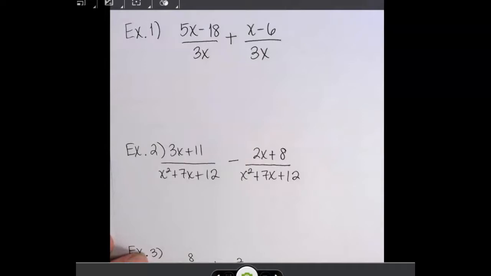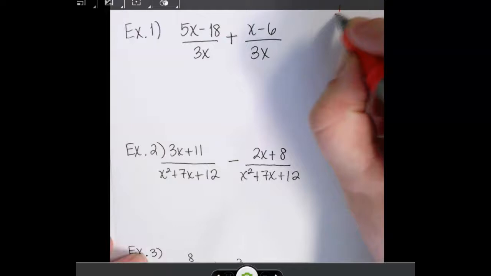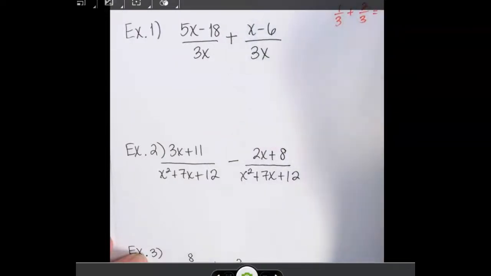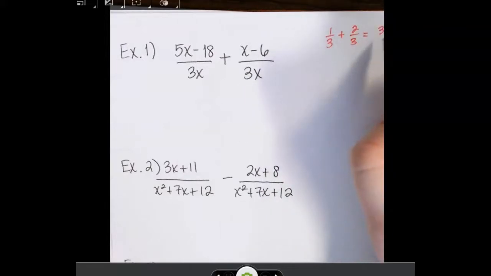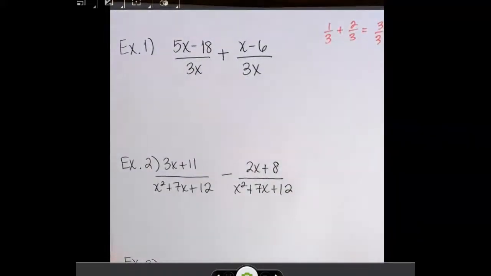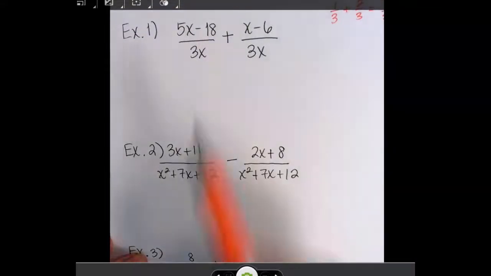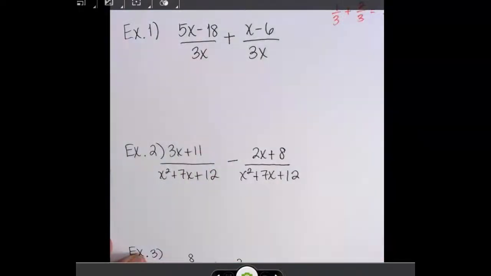All right, so remember, with adding and subtracting just fractions in general, traditional fractions, if I were going to add 1/3 plus 2/3, I would just simply combine the numerators, 1 plus 2, and make that 3/3, which would reduce to 1. Right? We do not combine the denominators as long as those denominators are already the same. We just combine in our numerators.